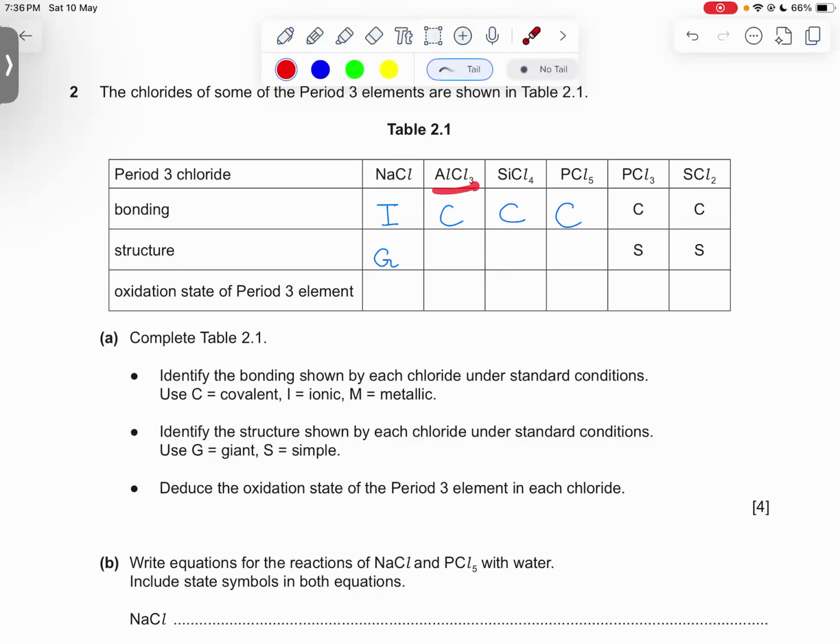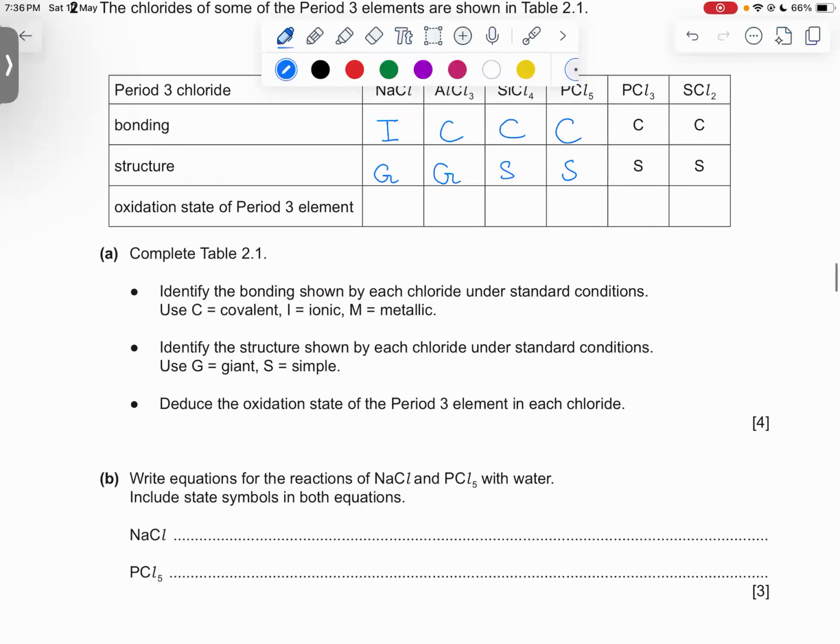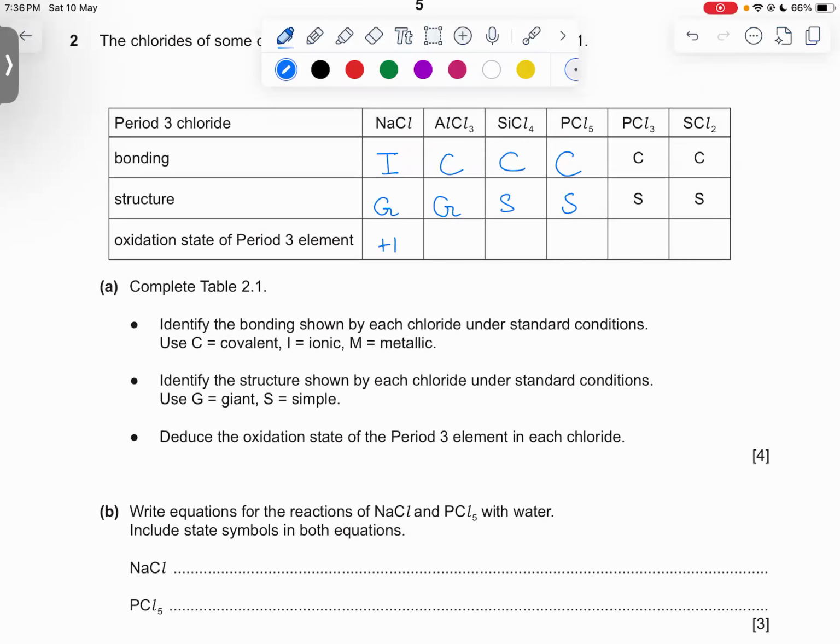AlCl3 at this moment under standard conditions is giant. Al2Cl6 would have been simple. SiCl4 is going to be a simple covalent compound. It has a very low boiling point, and PCl5 is also a simple compound. Oxidation state of period 3 element. Sodium over here has a +1 oxidation state. Aluminum has a +3 oxidation state. Silicon has a +4 oxidation state. Phosphorus has a +5 oxidation state. And then PCl3 has a +3 oxidation state once again.